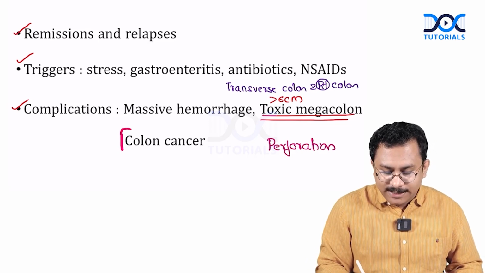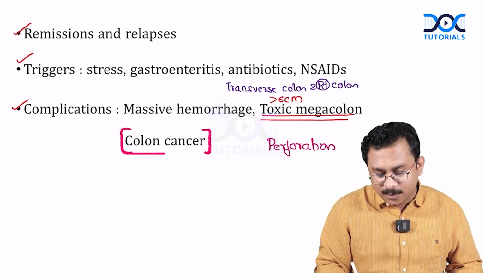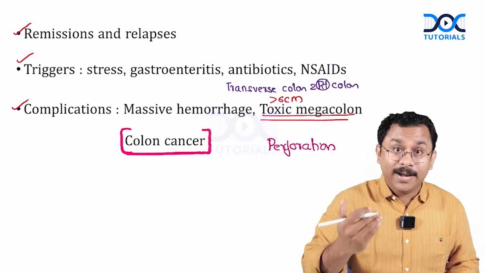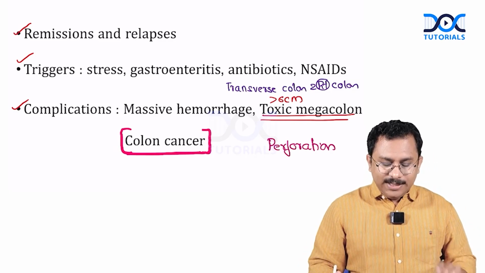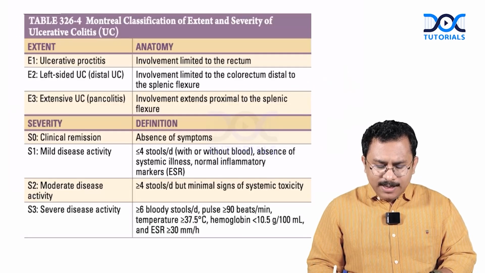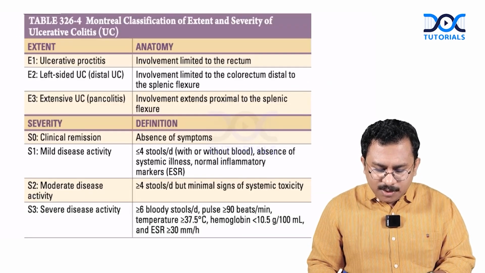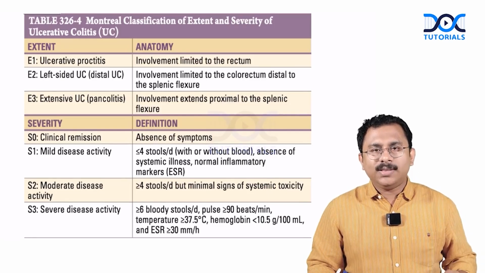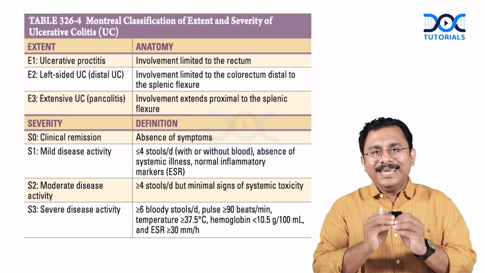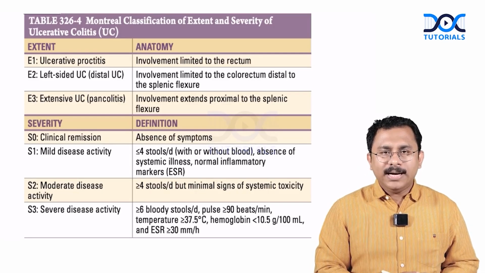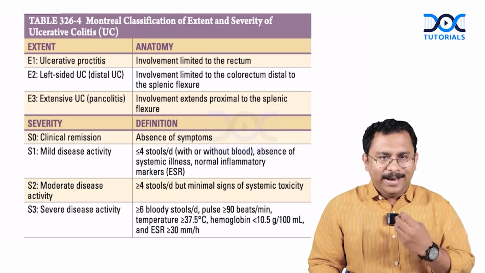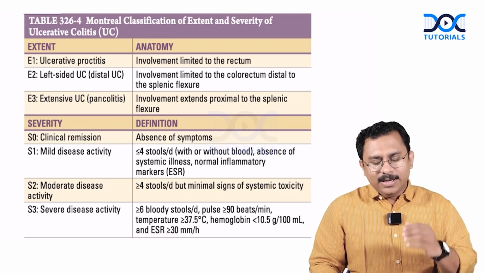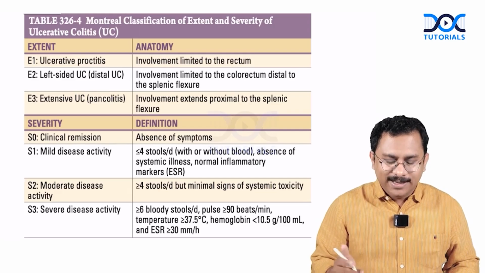And there is an increased risk of colon cancer. Okay, so the risk of colon cancer is more with ulcerative colitis compared to Crohn's disease. Okay, so these are the complications. Okay, now this important table in Harrison is also worth knowing, because you might get clinical scenarios of ulcerative colitis, and to decide on the management, you will have to categorize it as mild, moderate, or severe. So this will actually help you in such a categorization.